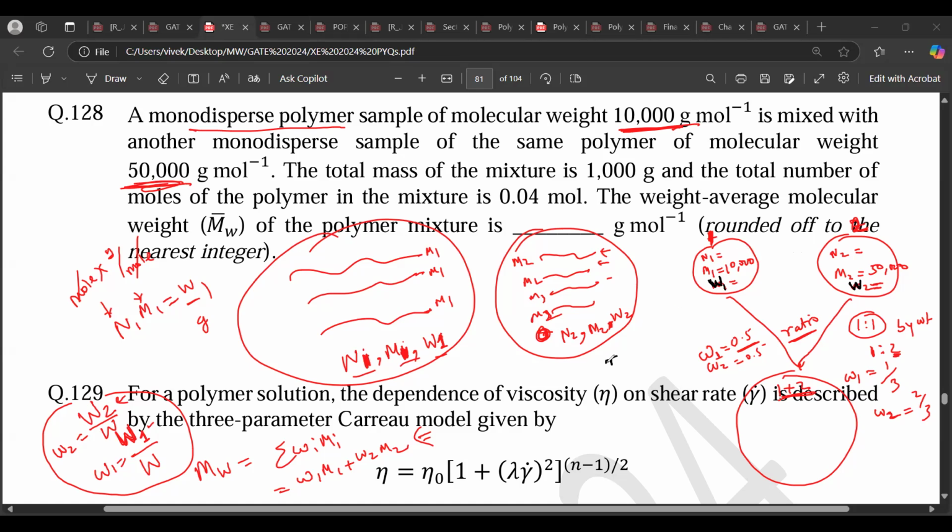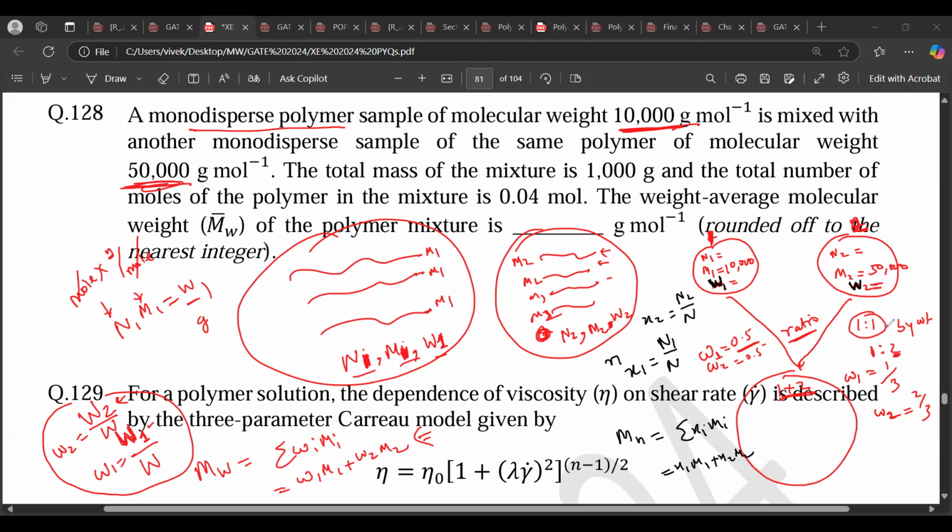So your mole fraction is small n, or people also write X. X1 is capital N1 by total N. Total N is all N1 plus N2 plus N3, all of them. And X2 is capital N2 by capital N. Then you can know the Mn, because Mn is summation of Xi Mi, right? So here x1 m1 plus x2 m2.